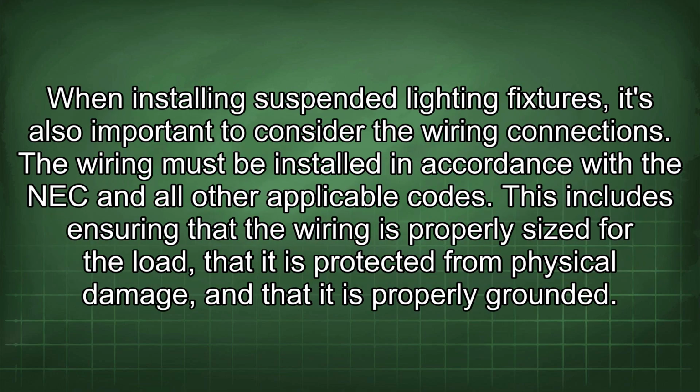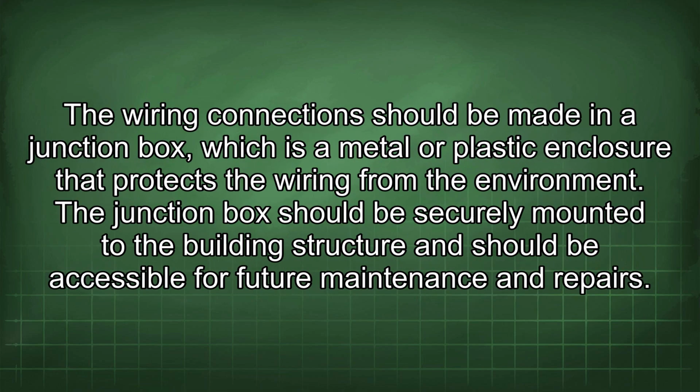When installing suspended lighting fixtures, it's also important to consider the wiring connections. The wiring must be installed in accordance with the NEC and all other applicable codes. This includes ensuring that the wiring is properly sized for the load, that it is protected from physical damage, and that it is properly grounded. The wiring connections should be made in a junction box, which is a metal or plastic enclosure that protects the wiring from the environment. The junction box should be securely mounted to the building structure and should be accessible for future maintenance and repairs.